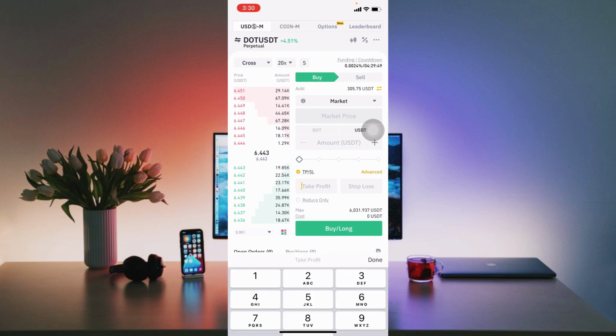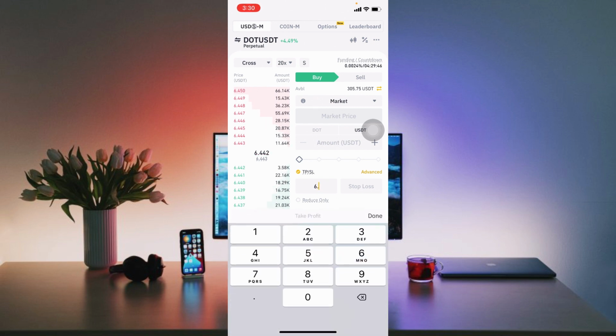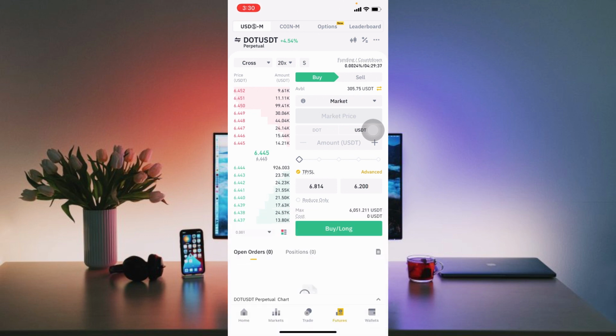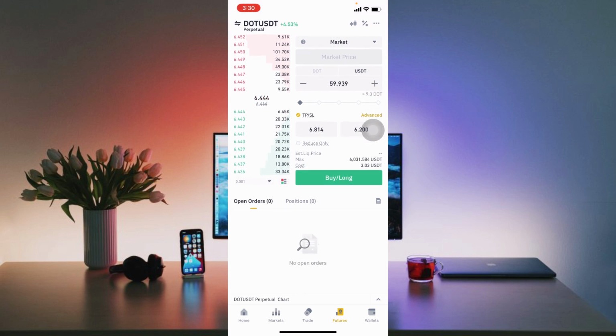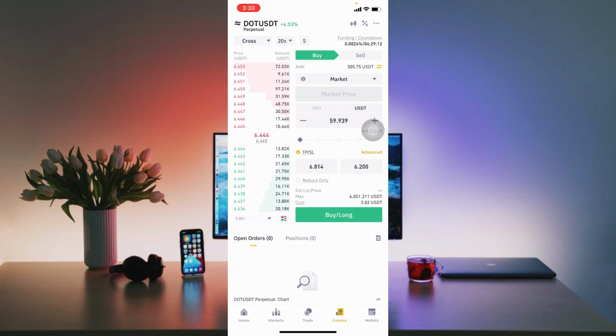Then we use our take profit 6.814. Then our stop loss 6.200. Done. Now our cost, how much we are willing to invest. So let me just use $3 for demonstration purposes. TP, remember, stands for take profit, and SL stands for stop loss, how much you are willing to lose in that trade to make the amount that you are going to make. So right now what we want to do is we enter a buy position.